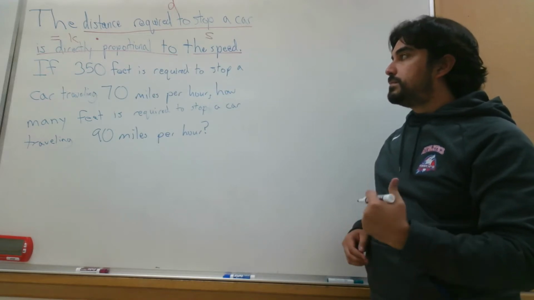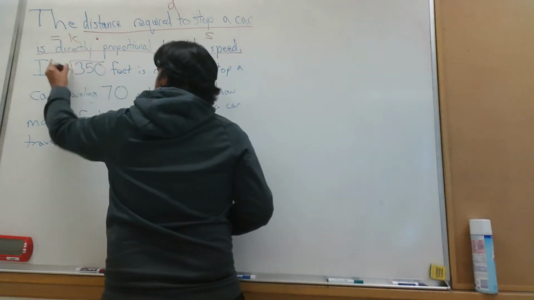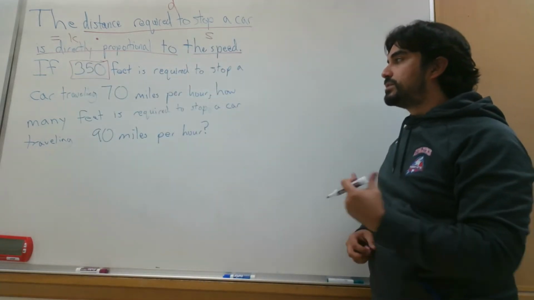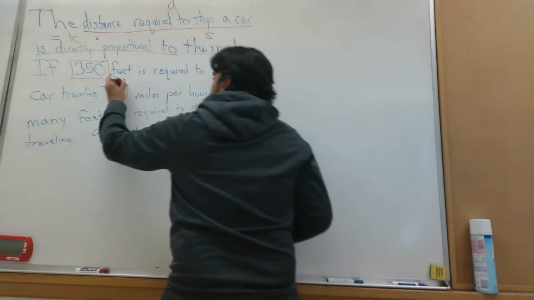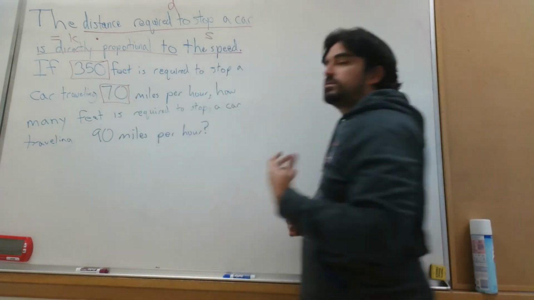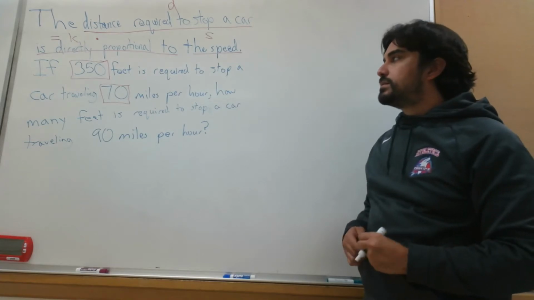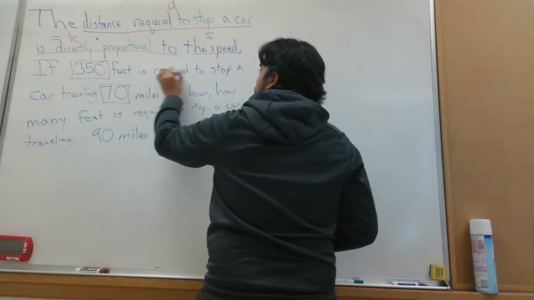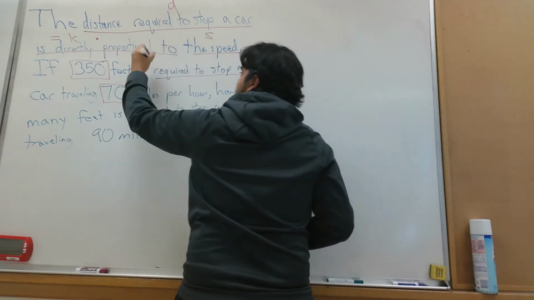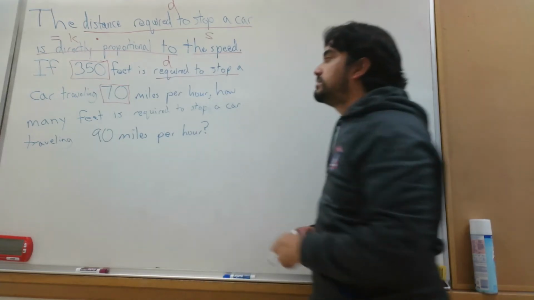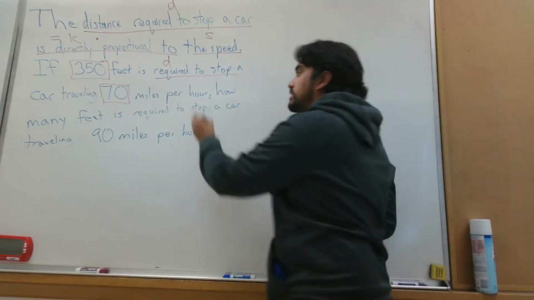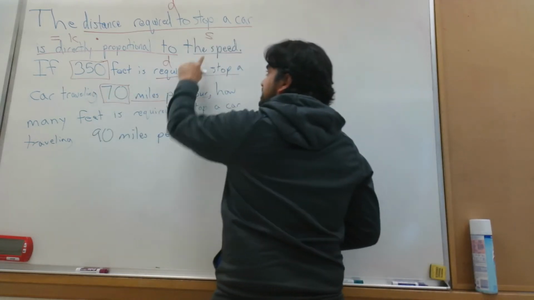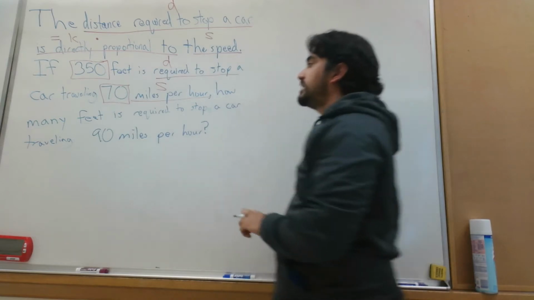If 350 feet is required to stop a car traveling 70 miles per hour. So we know 70. What does 350 stand for? Feet is required to stop. So required to stop is my D value. Car traveling 70 miles per hour, and we know miles per hour is the speed. So that's my S value.